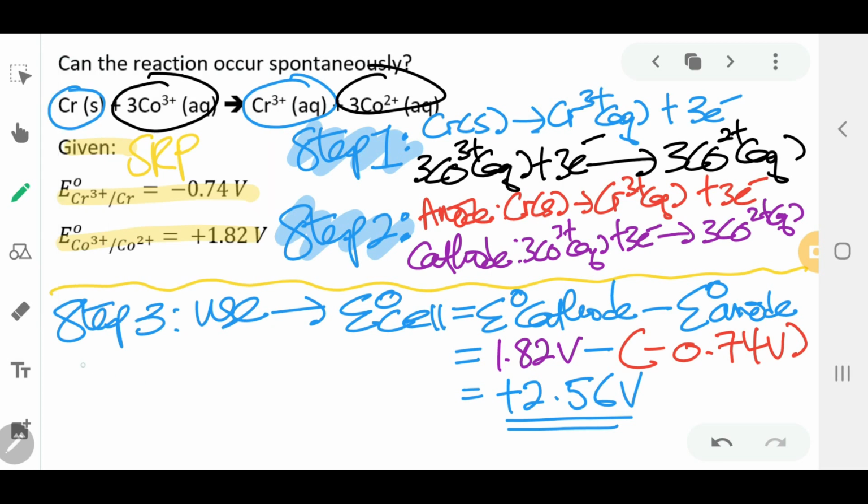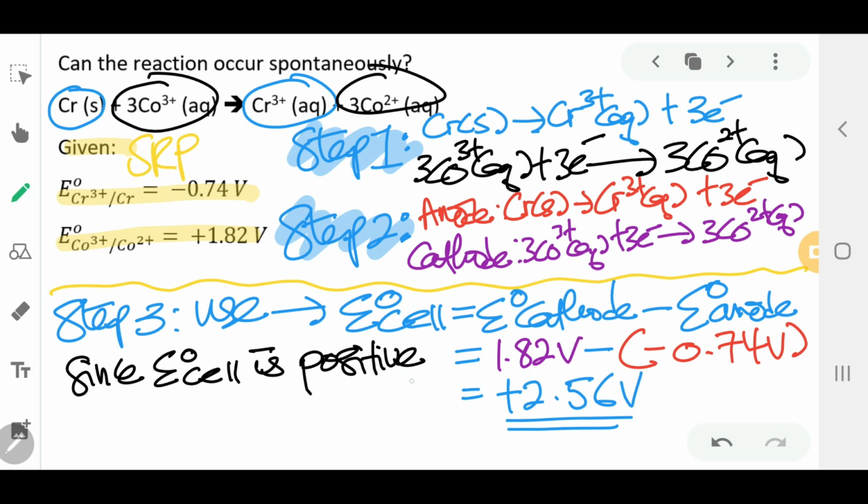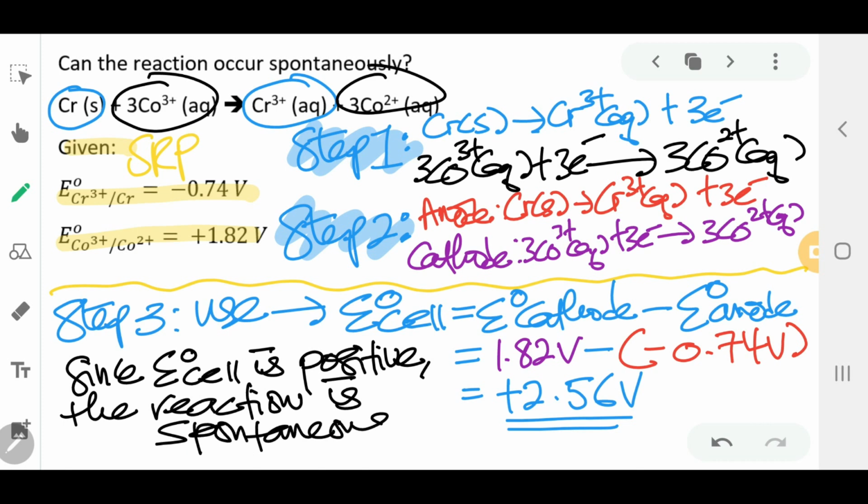So you're going to write here, since E naught cell is positive, the reaction is spontaneous. Okay, so you have a positive value over here, so the reaction is spontaneous.